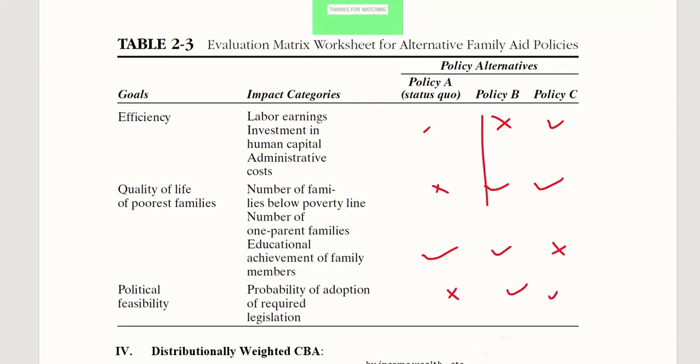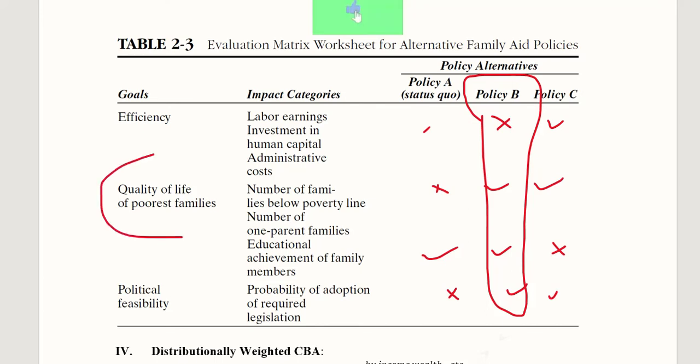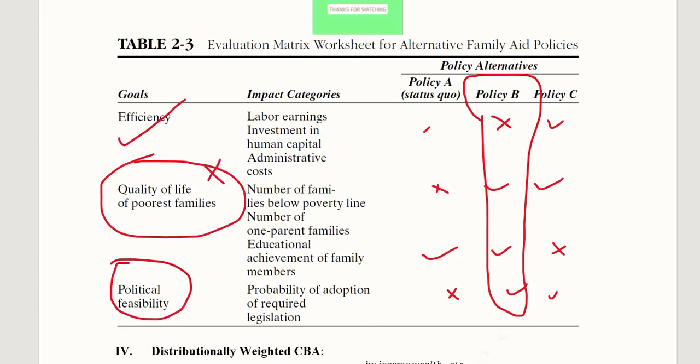On the whole, we can see that this policy B appears to be most effective, because there is a maximum number of ticks in it. If we can get some numerical values, it is going to be even more explicit and better to understand. So you see that this is how this multi-goal analysis can be useful when it comes to goals other than efficiency, which is usually addressed in our CBA, but these are usually missing. So we have to include them in order to have a better analysis.